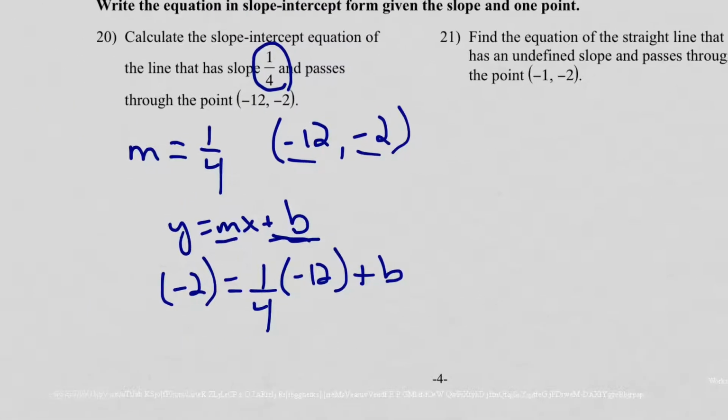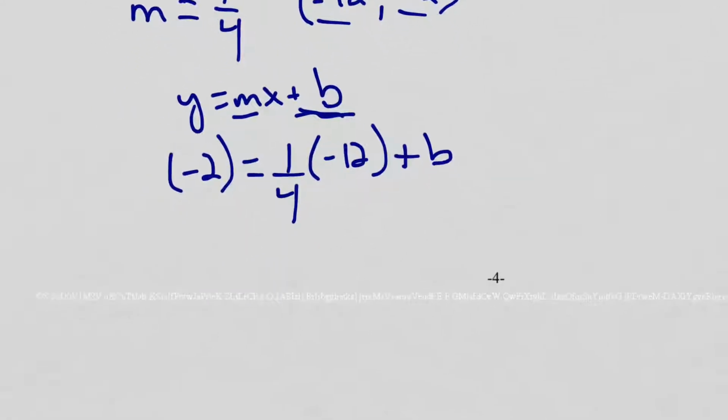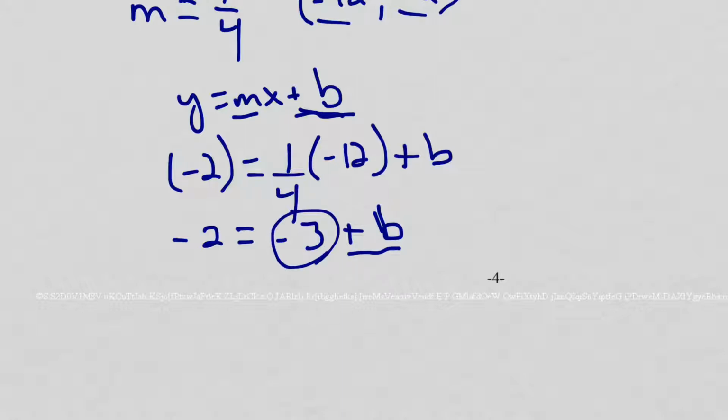And now I'm just going to work on solving this. Minus 2 on the left is equal to, all right, 1 times negative 12 is negative 12, divided by 4 is minus 3. And that we add b to, which again is the value that we're solving for. So now we take our negative 3 value, it's going to come to the other side. Basically we're adding 3 to both sides. It disappears on the right and shows up on the left. And there we go, negative 2 add 3 is positive 1, is equal to our b value there.